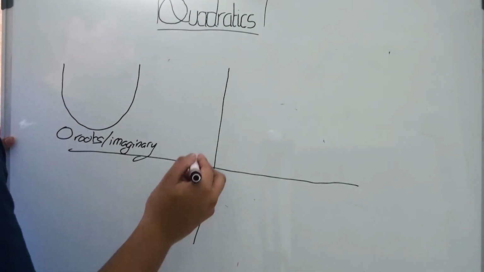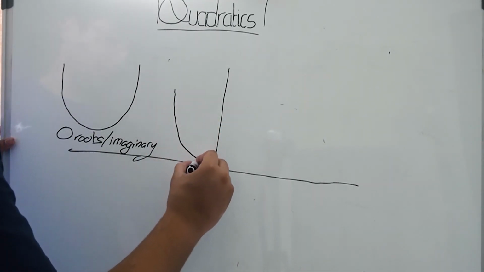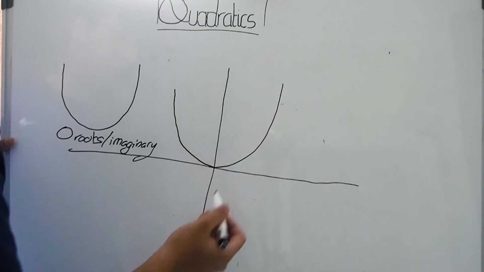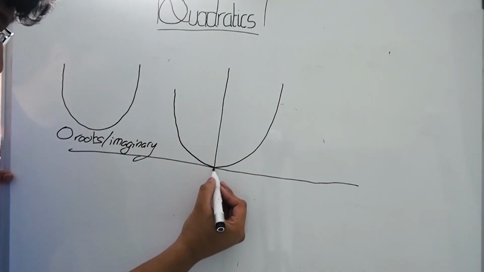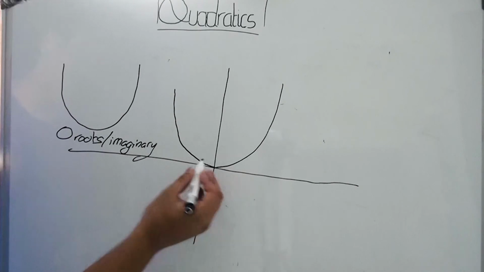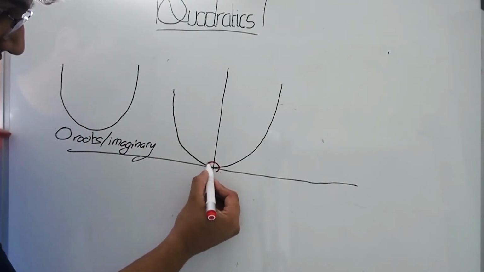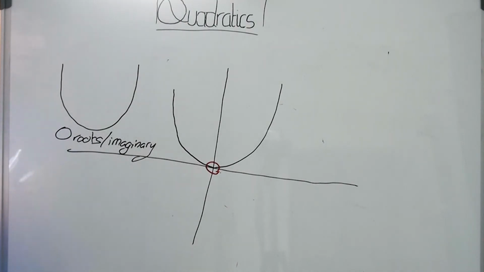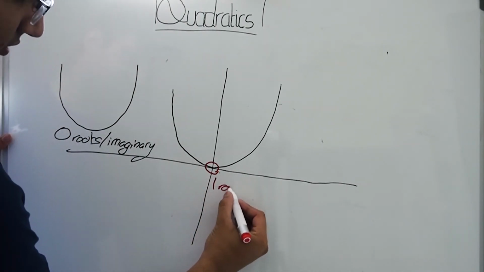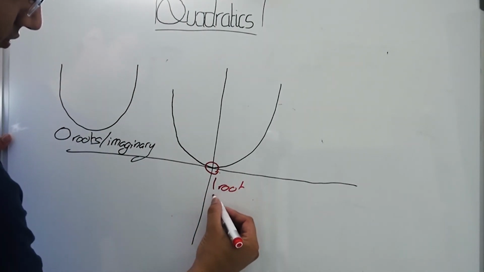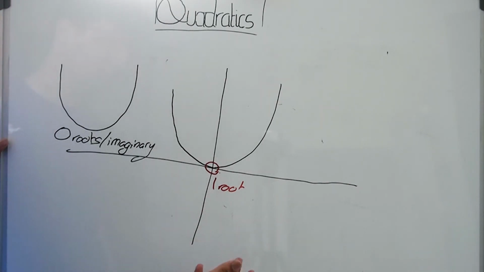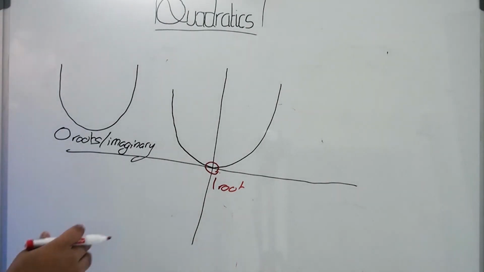The next thing would be this. Right now it's only touching the x-axis at one point. There aren't 2 roots, there's only 1 root. It's only touching the x-axis at one point. So you would call this one root, or yeah, you could say that there are two identical roots. So this is basically only one root.